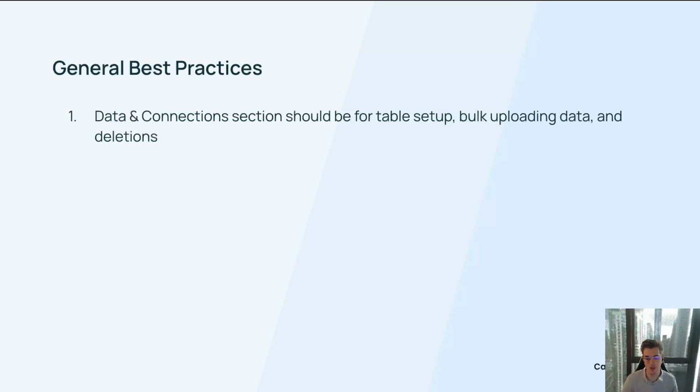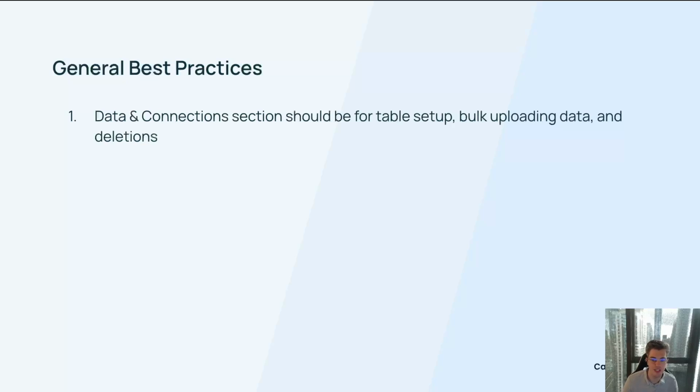So, discussing some quick general best practices for global attributes. First things first, there are two ways to access global attributes to see the tables interact with them. The first is in the data and connections section of Captivate IQ. The second we'll get to in just a moment.